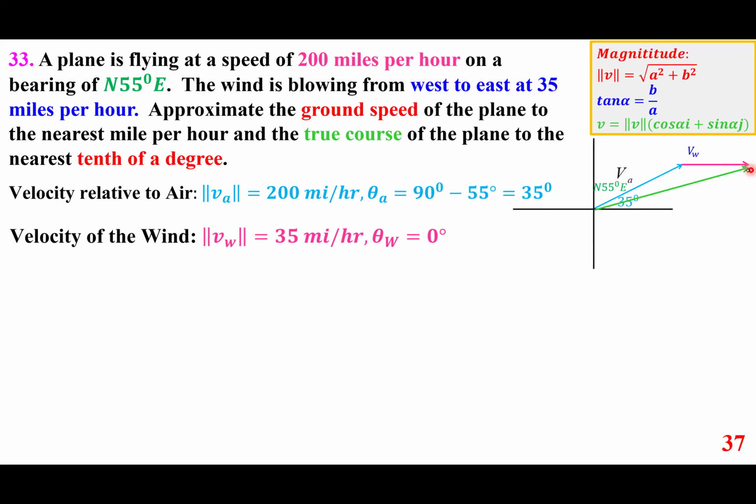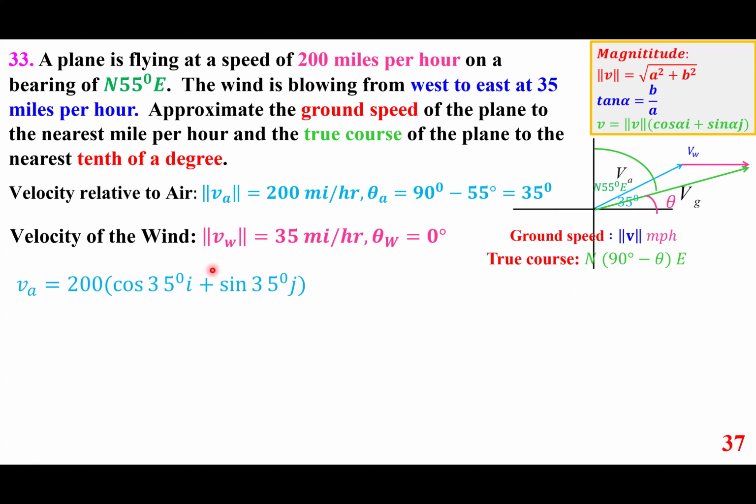So we need to calculate the magnitude. And as far as the true course is concerned, if this is theta, this is what we need. And so the magnitude, after we find the north, 90 minus theta east, that would be the true course. So let's add up. If we want to add them up, we are going to write them as components, 200 cosine of 35 i plus sine of 35 j, and you use a calculator.